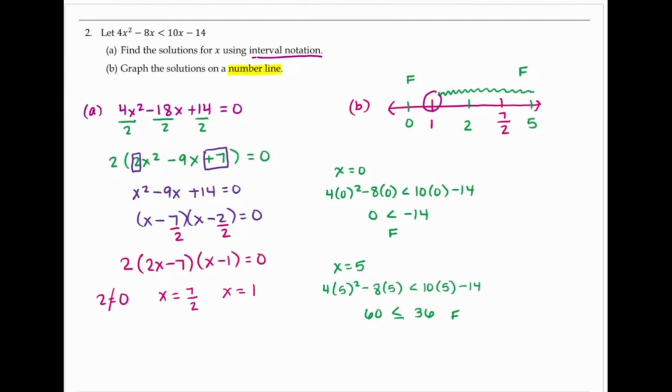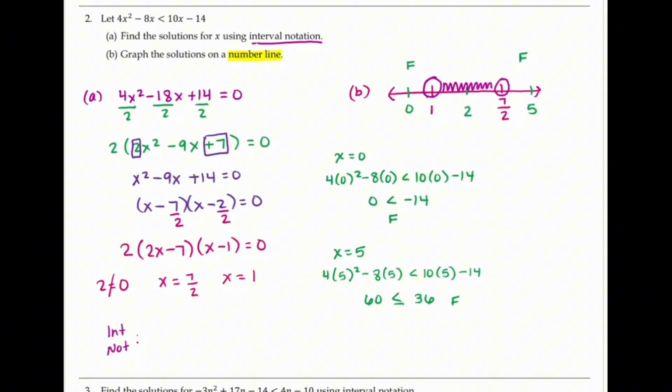But this time, when I do my open circle, let me erase this. When I input my open circle, it has to stay open. Why? Because this is not an or equal to inequality. So it's going to be all of these numbers. So using interval notation, this would be parenthesis 1 comma 7/2 parenthesis. All right, there's my answer.